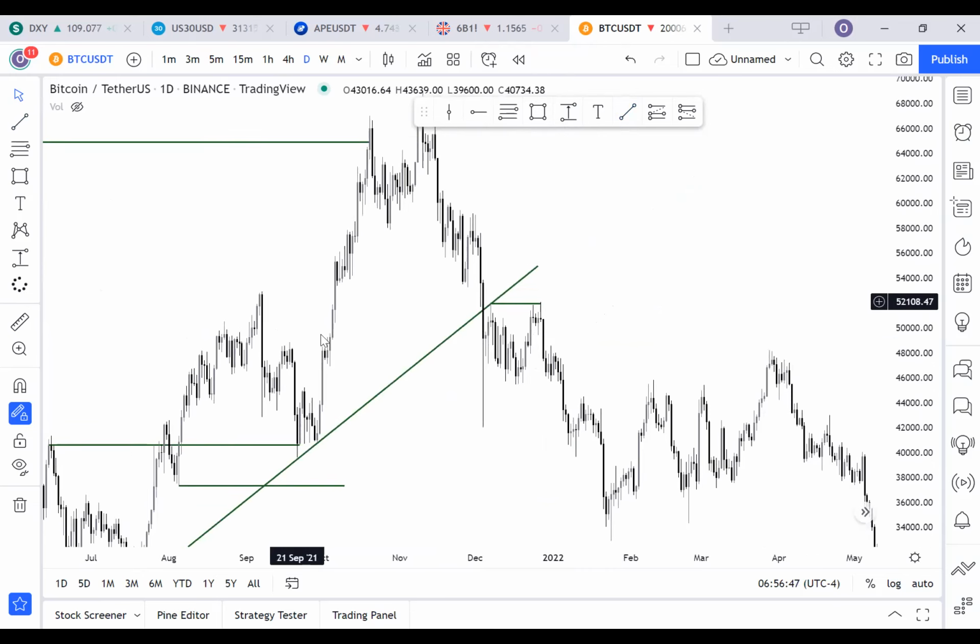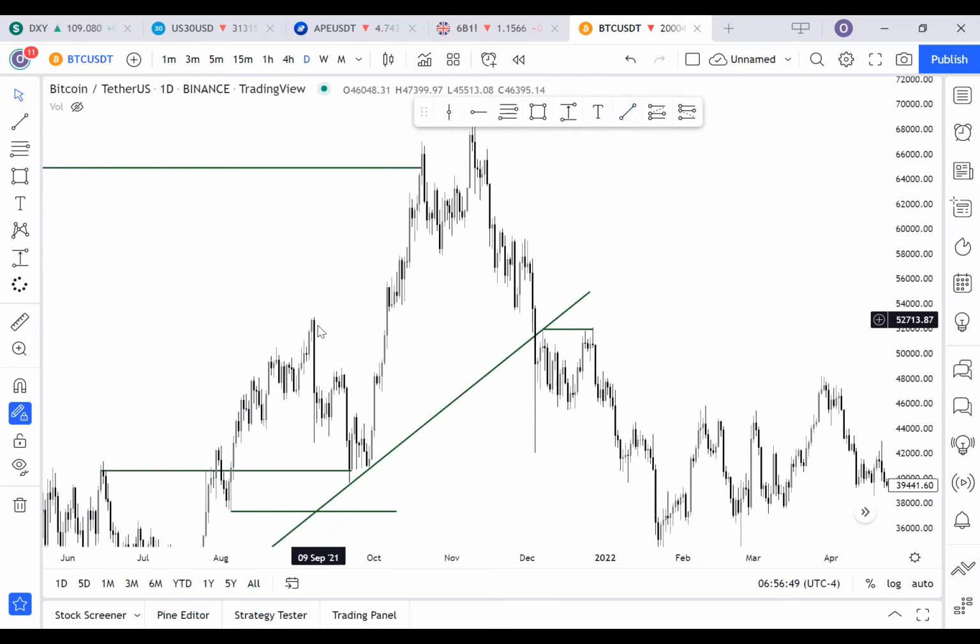Now, price has already used this support already. You can see we have a high, we have a low, a higher high, lower low. No, sorry. We have a high, a low, higher high, lower low, and then another higher high.